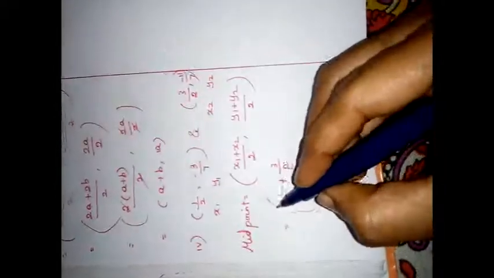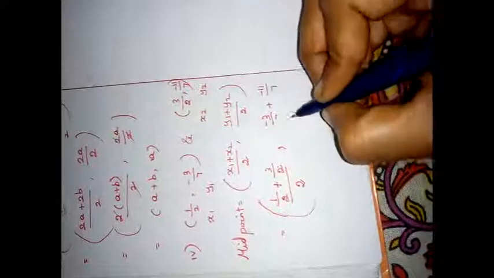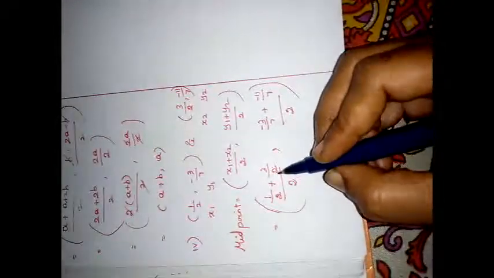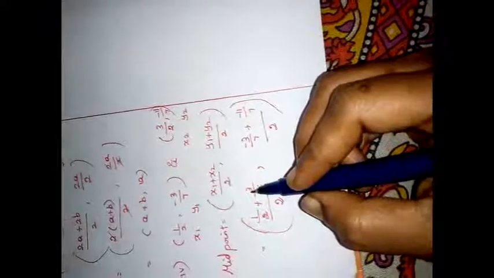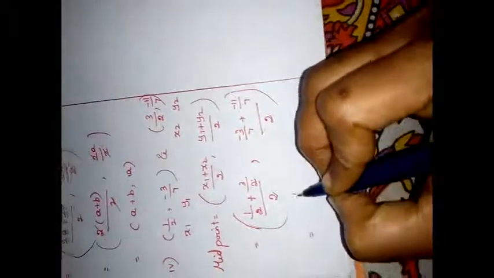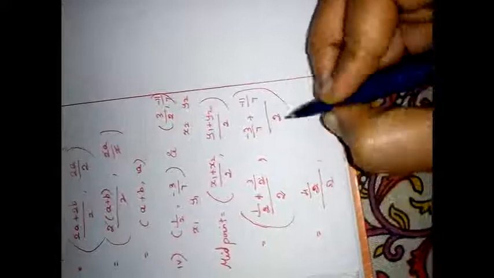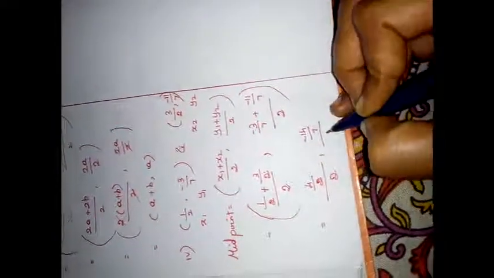And what is y1? -3/7 plus -11/7 by 2. Here we need not worry about the denominator because both are equal. If the denominators are equal, then we can add or subtract the numbers in the numerator. So the answer is (4/2) by 2, and here -14/7 by 2.